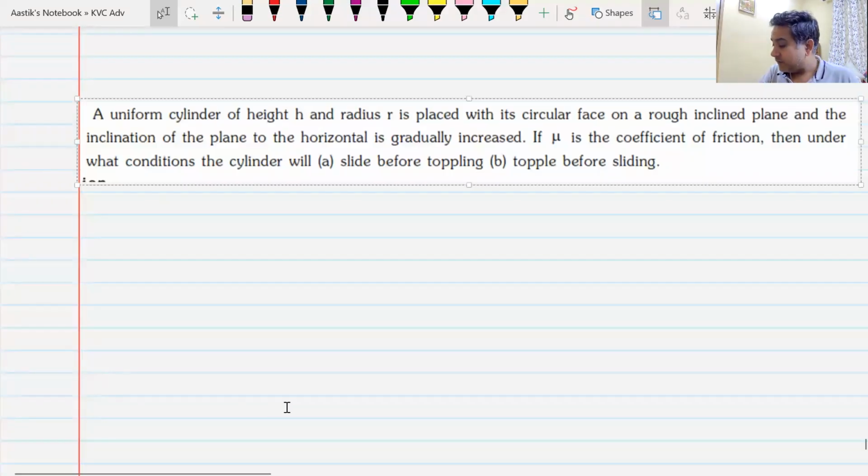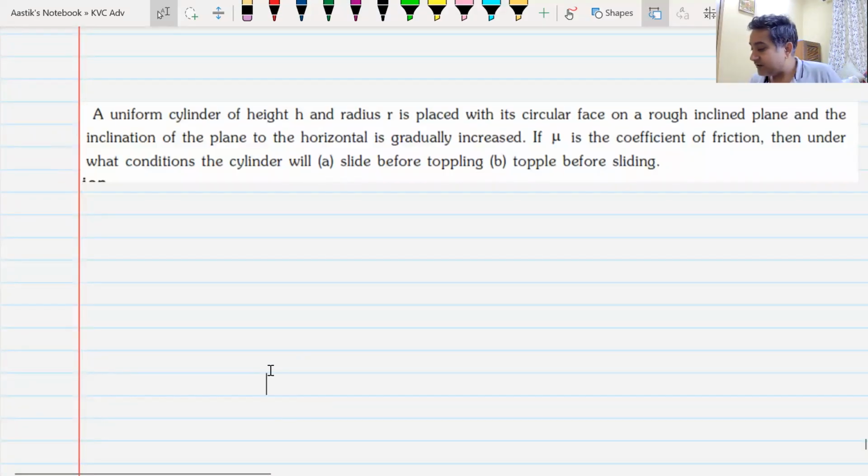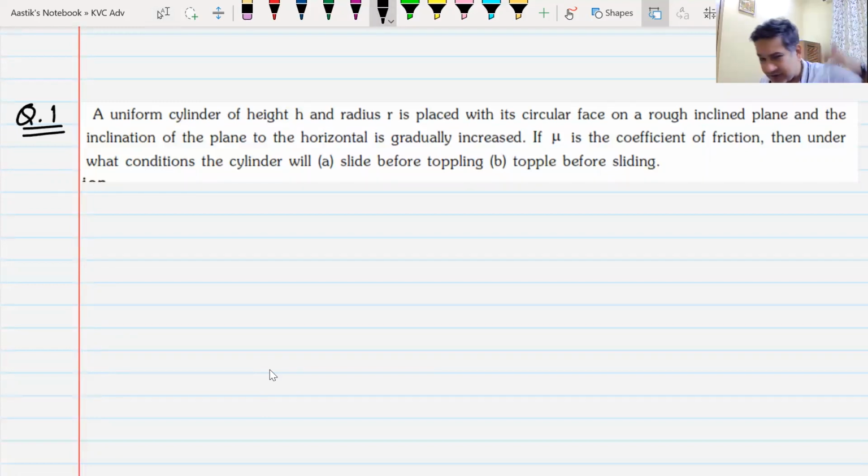A uniform cylinder of height h and radius r is placed with a circular face on a rough inclined plane, and the inclination of the plane is gradually increased. If mu is the coefficient of friction, then under what condition will the cylinder slide before toppling, and topple before sliding? Both the things are given. Let's see who can apply his brain and common sense and give me the answer. You have 2 minutes exactly. This is 10:54. 10:56 is the cutoff time, and then I shall show you my talent.